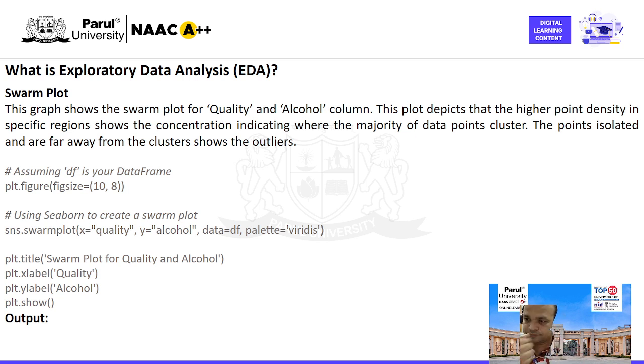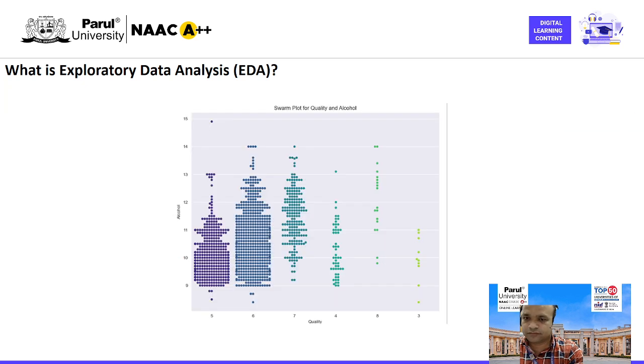Swarm plot. You can draw the swarm plot like this. So this is the swarm plot for that particular data set, the alcohol data set. Alcohol is represented by the y coordinate and quality by the x coordinate. So swarm plot for the quality and alcohol, there are two features we are handling, represented by the swarm plot.